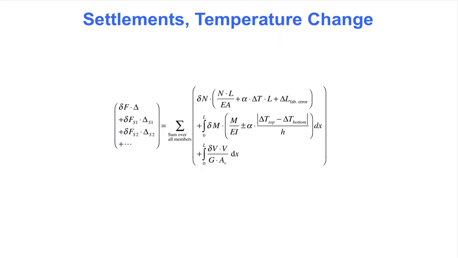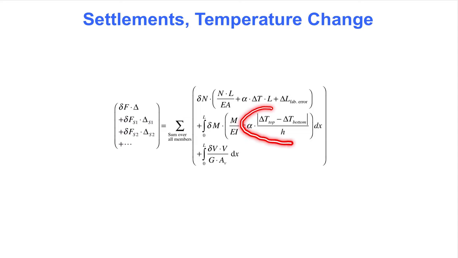Next, we consider axial elongation of members caused by temperature change. Alpha is the coefficient of thermal expansion, delta T is the temperature change, and L is the member length. This means that alpha times delta T times L is the real member elongation, which is exactly what the virtual axial force should multiply with. The inclusion of fabrication error is even simpler, because we simply multiply the virtual force in the member with that change in member length.